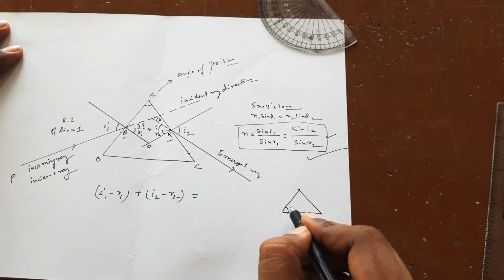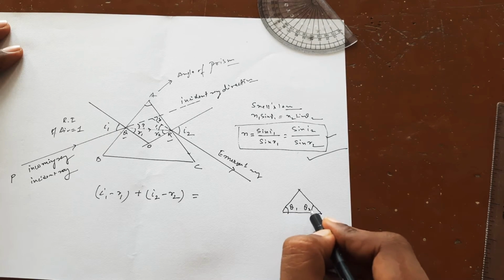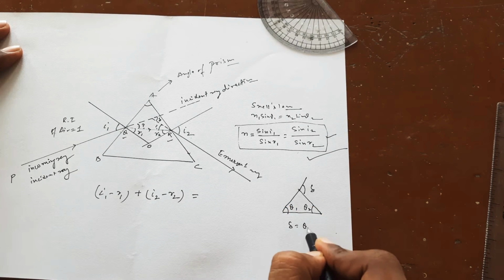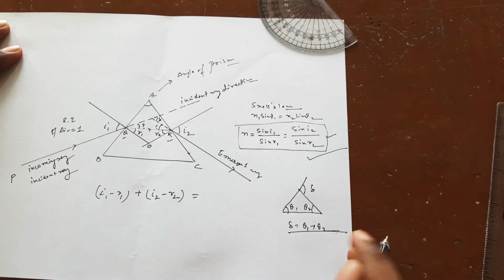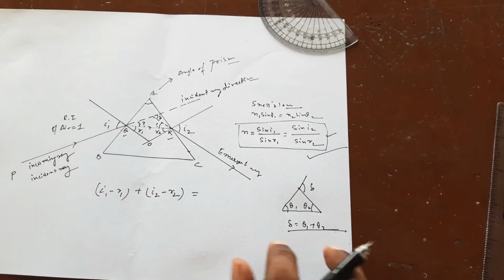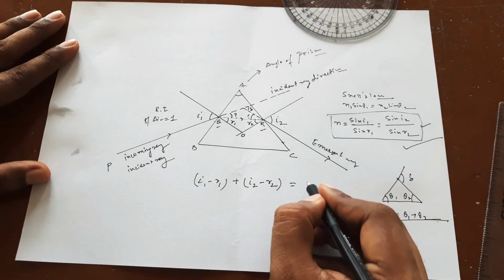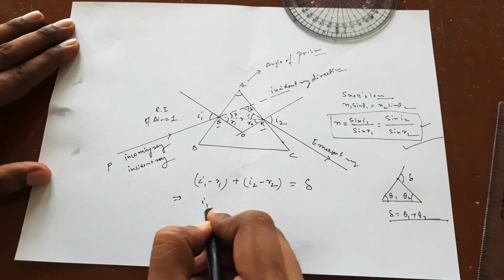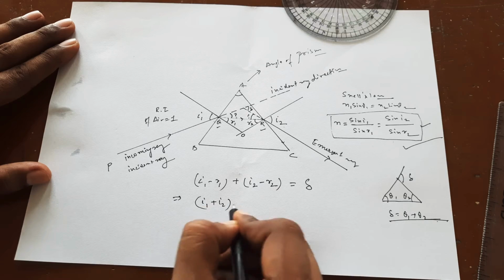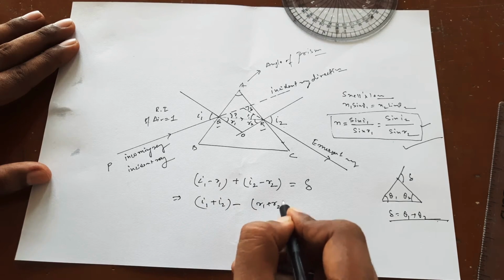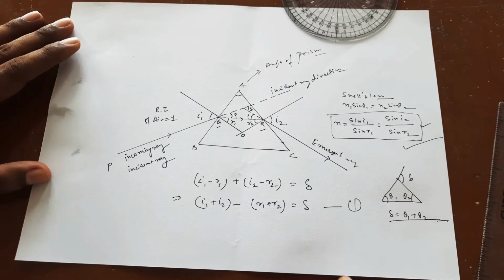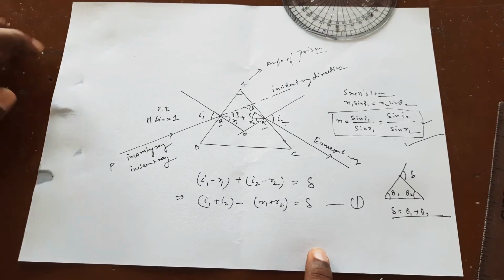If this one is theta 1 and this one is theta 2, and let us suppose this one is our delta, so delta must be equal to theta 1 plus theta 2. We know it from the laws of geometry. So we can write here this one is equal to delta. So on simplification we will get I1 plus I2 minus R1 plus R2 is equal to delta. Okay, let us suppose this one is our first expression 1.